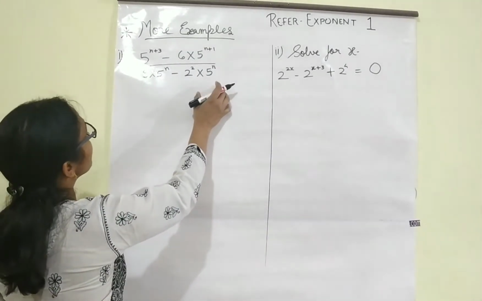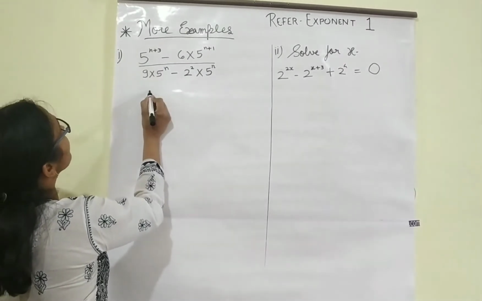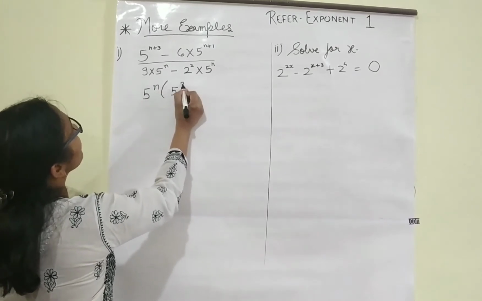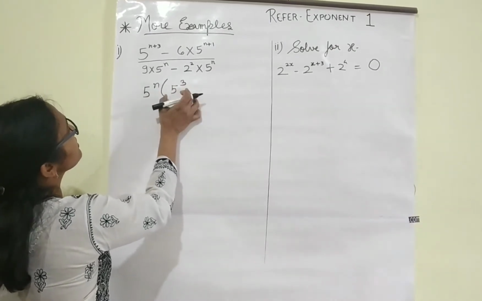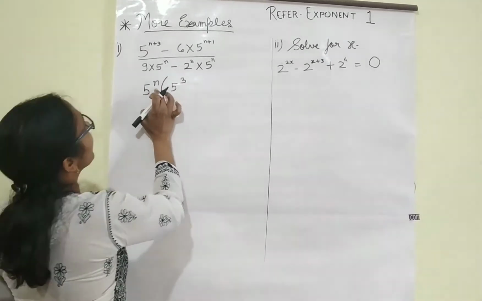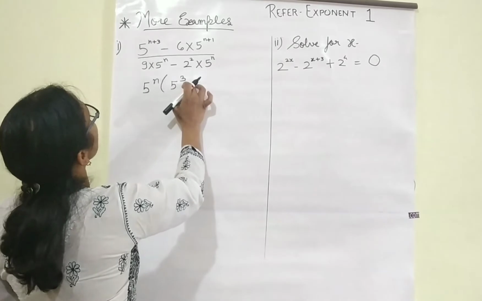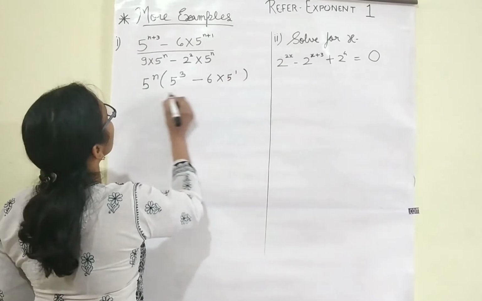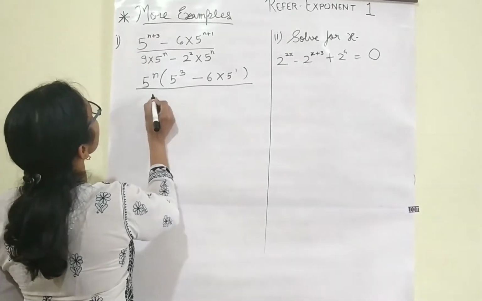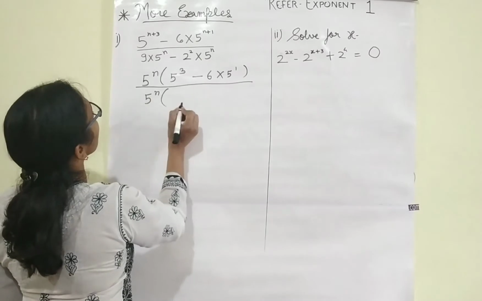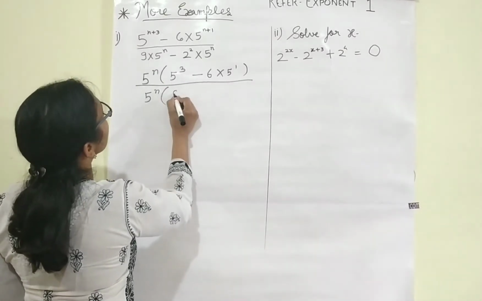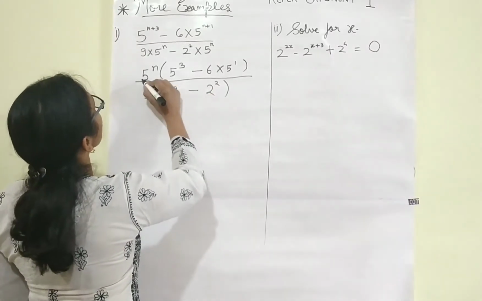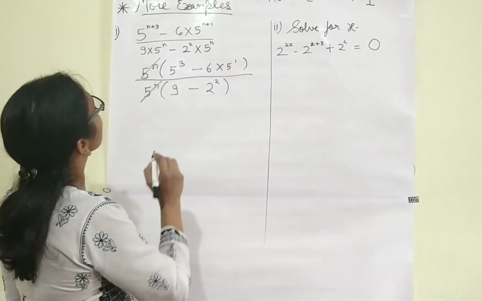This is the example. Here we will take 5 to the power n common. So 5 power n plus 3 means 5 power n is common and 5 power 3 will be left here, minus 6 into 5 power 1, divided by, again we will take 5 power n common, 9 will be left here, 9 into 2 to the power 2. 5 power n will be cancelled.